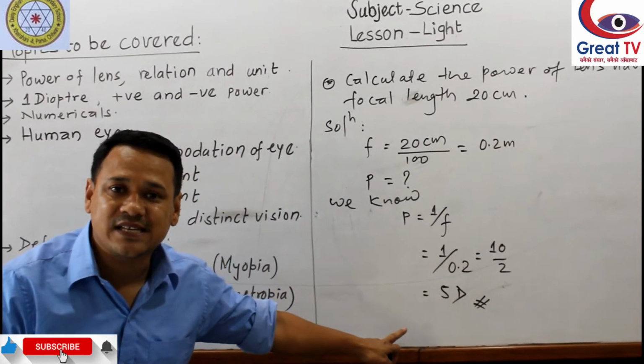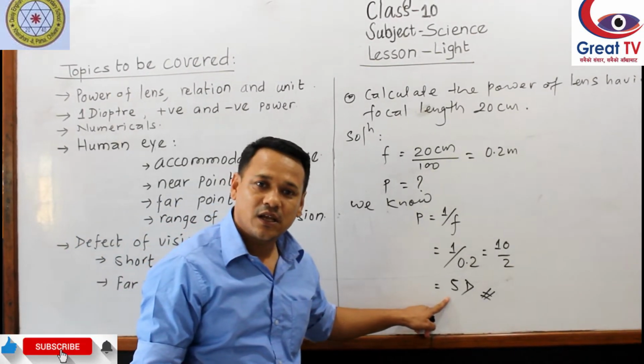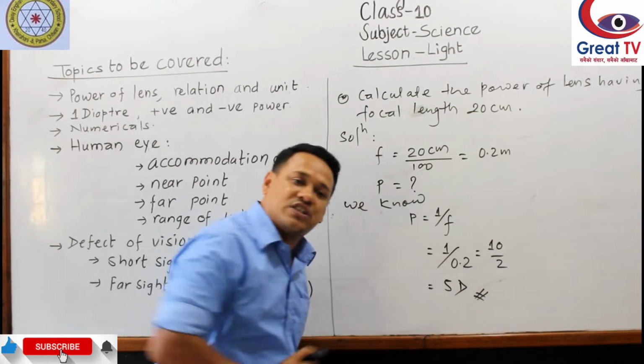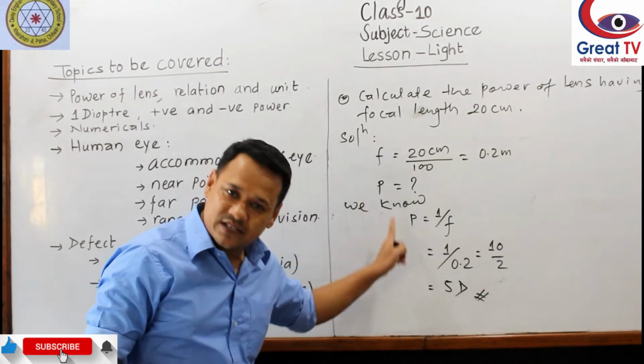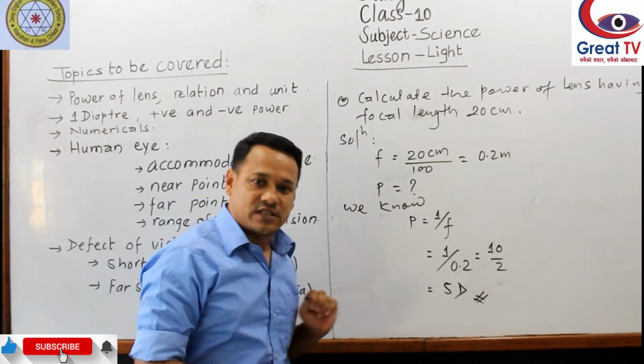And what type of lens is this? Can you say what type of lens is this? Here there is no sign, which means positive. Positive means convex lens. So it is a convex lens.